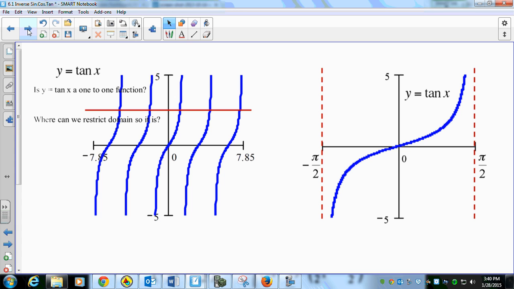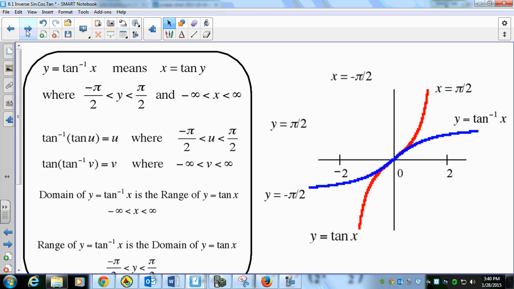Now with tangent, again, we need to recognize that it's not 1 to 1. So we're going to restrict the domain. The domain is going to be the same as for our sine graph, from negative pi over 2 to pi over 2. And when we flip that, we're going to get our inverse reciprocal functions, very similar to sine. What was our domain became our range in the inverse.